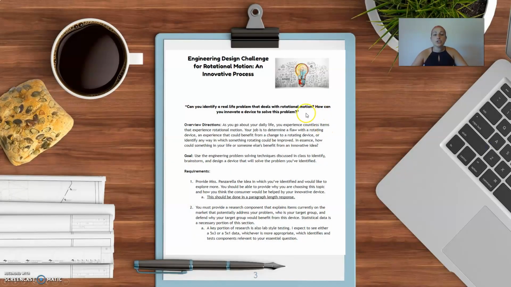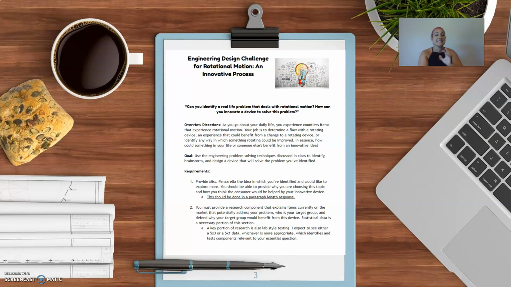Now, what they're going to do is they're going to identify, like I said, a real world problem that deals with rotational motion. So the students are saying, this is the question that I have, this is the problem that I think exists, and how can I solve that problem? So it's very much so on the students to form the hypothesis, find the problem, do the research, do the lab portion that's going to help them solve the problem, and ultimately design a device. So it kind of has all of those inquiry pieces involved.